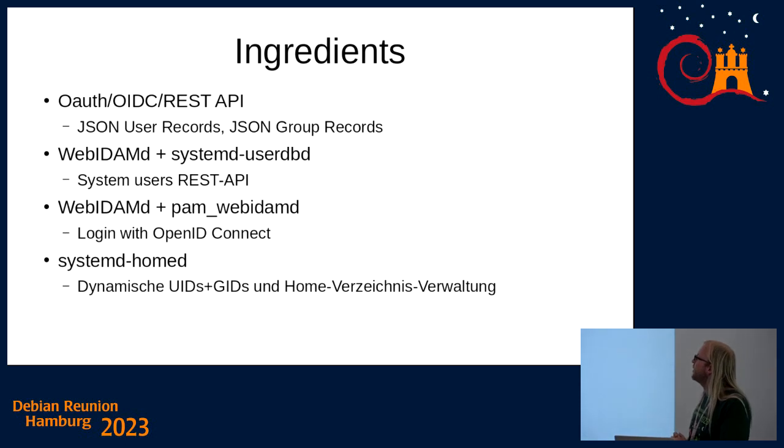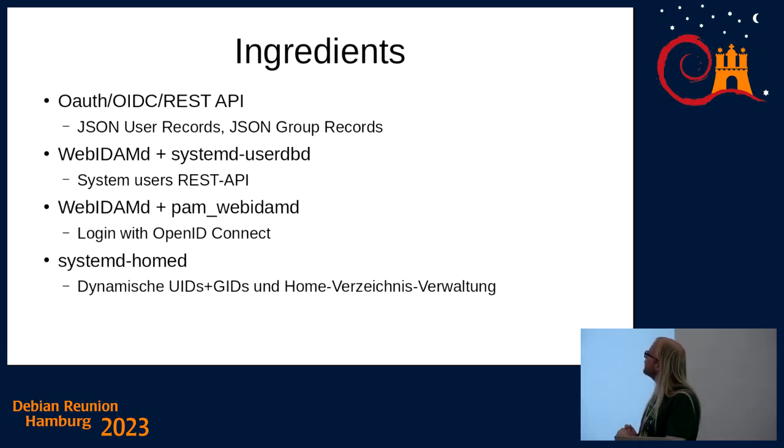Yeah, so here as a conclusion, a list of some ingredients. We need some sort of web service that exposes OpenID Connect and ideally a REST API where we can query a list of users. Knowing who I am is nice, but there are scenarios where we still want to know what other users exist and what groups exist and stuff like that. And this service should expose JSON user records and JSON group records. What this is, I will talk about in a minute.